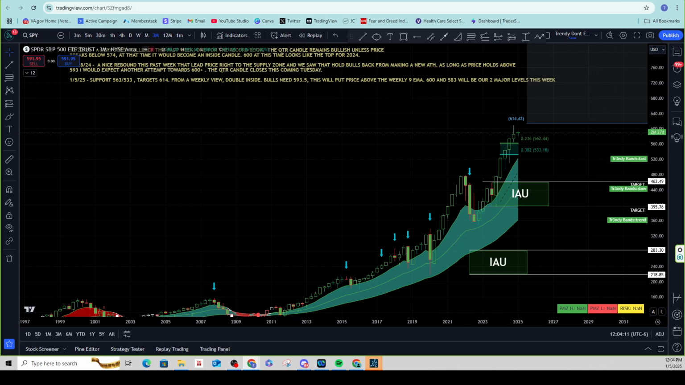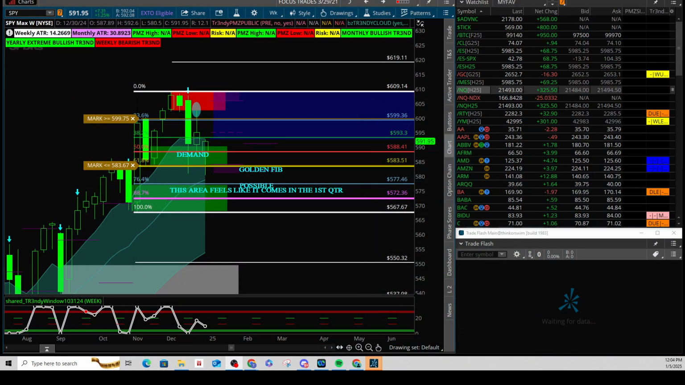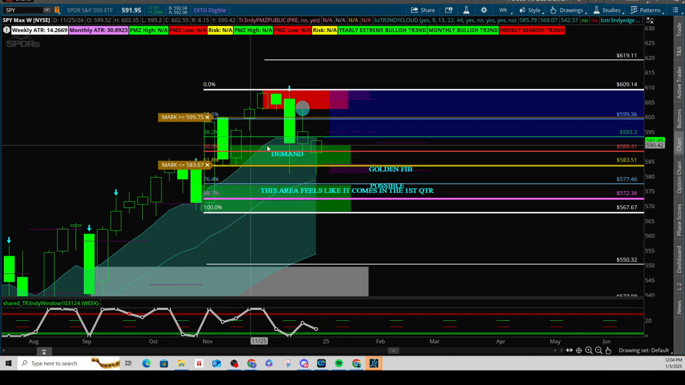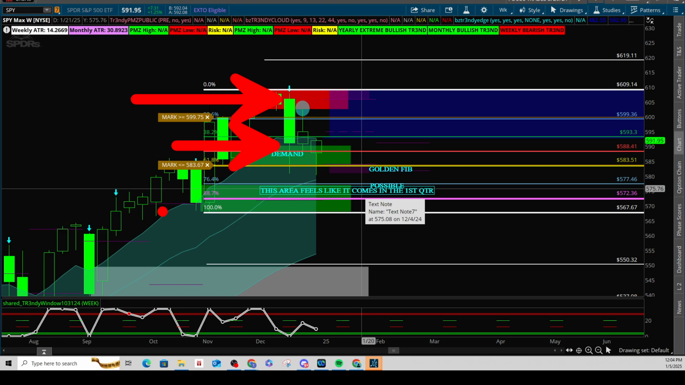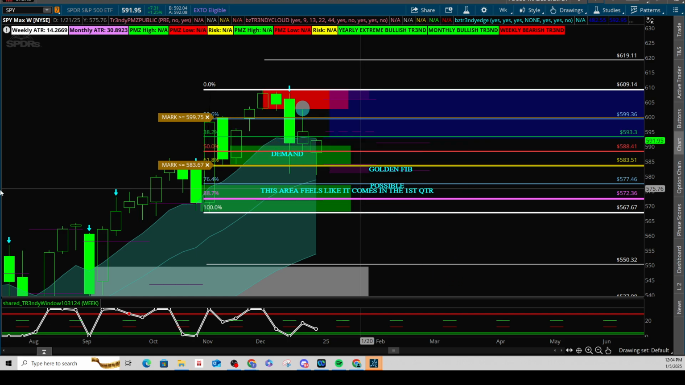Let's go ahead and minimize this. Let's go into SPY. So this is from a smaller time frame. This is a weekly. So when I talked about the double inside, this is our initial candle here. This candle, which was last week, closed inside the previous candle, inside the body, which is right here. And then this candle this week, or this past week, sorry, closed inside that body as well. That makes it a double inside candle.